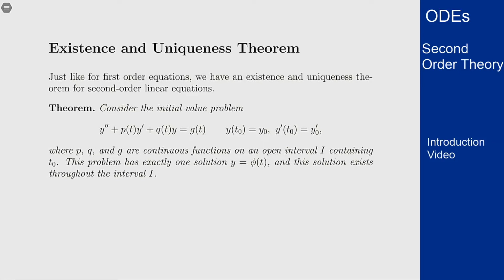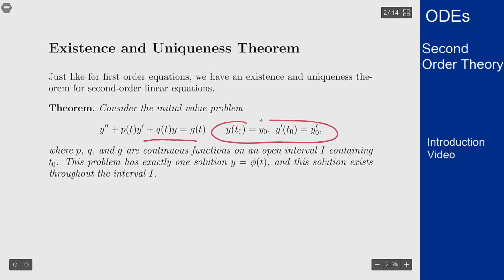In this video, we'll talk more about the theory of second-order linear differential equations. Just like first-order equations, we have existence and uniqueness theorems for these equations as well. What we'll focus on here is the one for linear equations. If we have a second-order linear non-homogeneous or homogeneous initial value problem of the form y double prime plus p of t y prime plus q of t y equals g of t, with two initial conditions stated here.